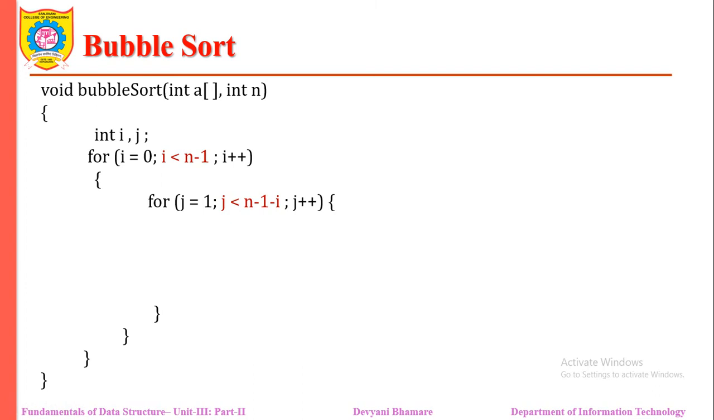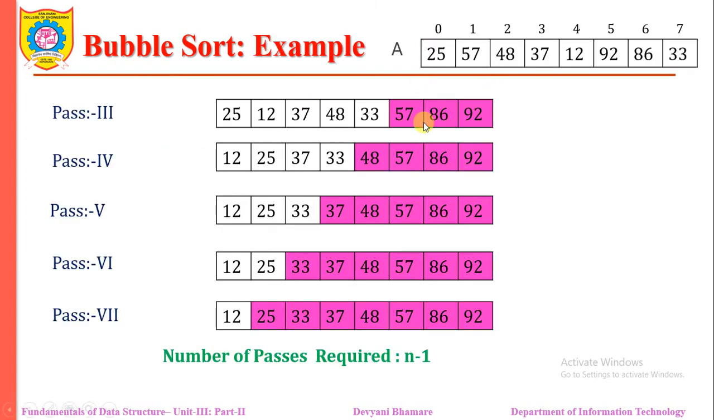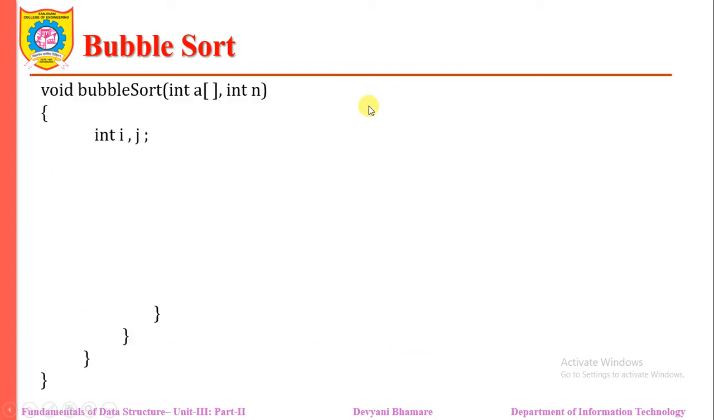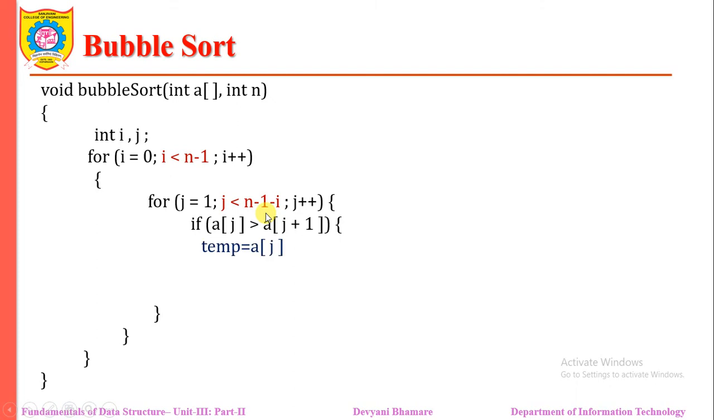If you observe here, we are not comparing 92 in the second pass, 86 in the third pass, and after the third pass we get 57 in its proper place. So the fourth pass will work on the remaining elements only. That is the reason we are using the inner for loop, j less than n minus 1 minus i. Then j keeps the trace of adjacent elements. If a of j is greater than a of j plus 1, then we need to do the swapping. Otherwise, we are not swapping. So this is the logic of bubble sort.